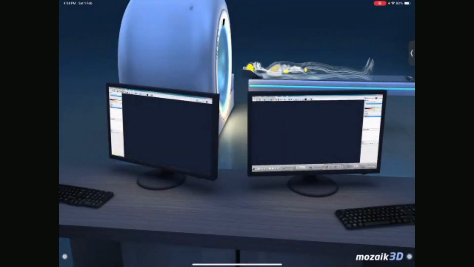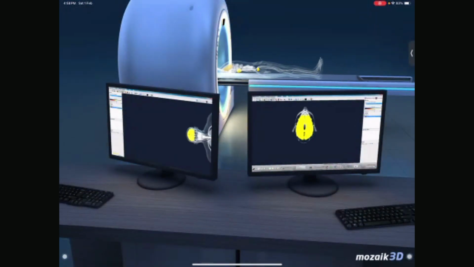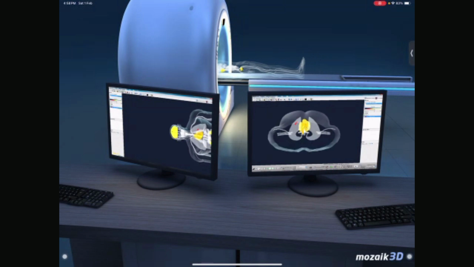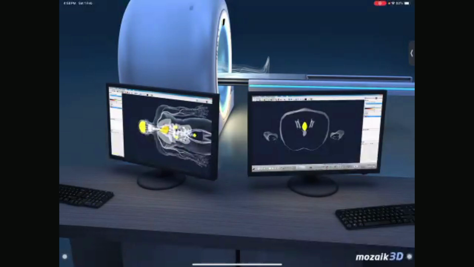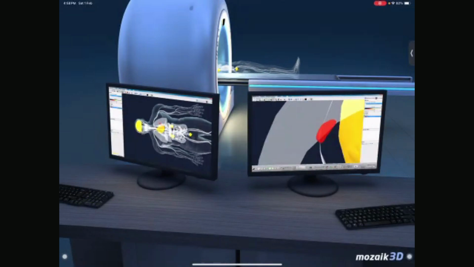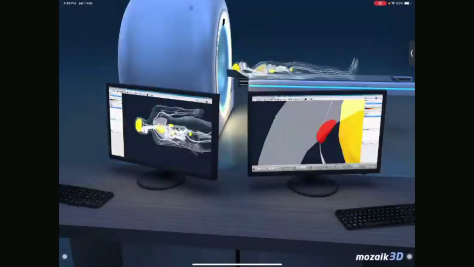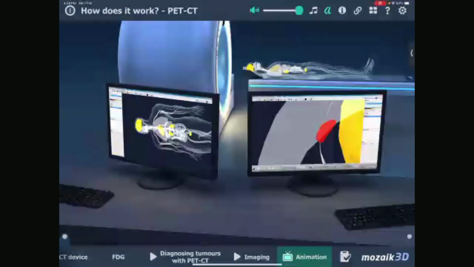The PET-CT device takes images of the body perpendicular to the longitudinal axis of the body. These slices are then combined to create a 3D image of the entire body. This 3D image enables physicians to identify the exact location of the tumor. Is that clear?